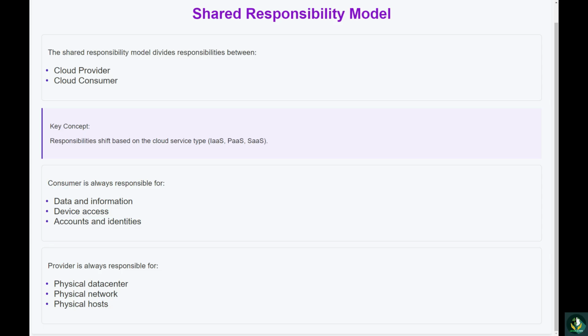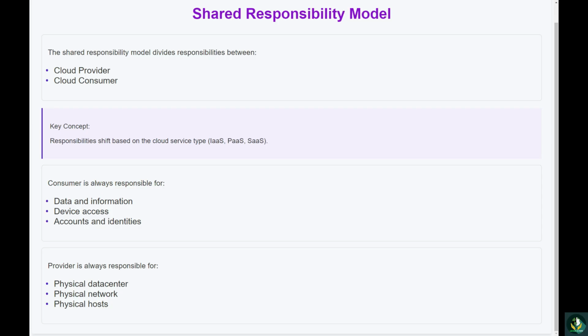This includes ensuring the confidentiality and integrity of the data. Additionally, the consumer is accountable for access security, which involves granting appropriate permissions to users who require them. It's important to note that some responsibilities can shift depending on the specific scenario.